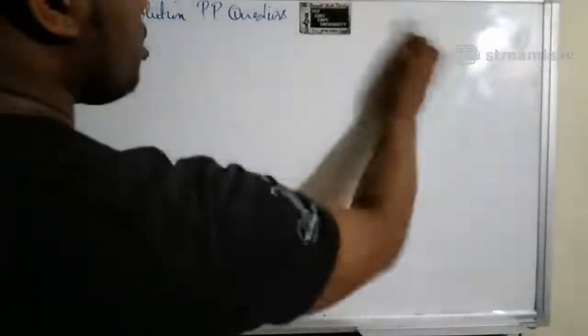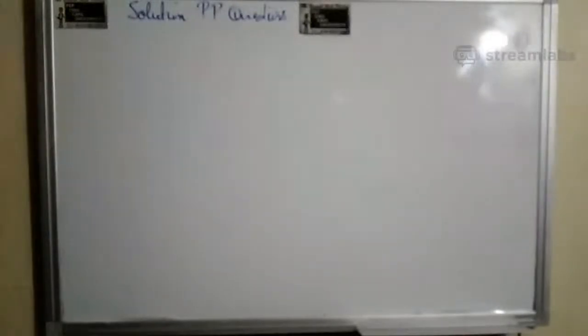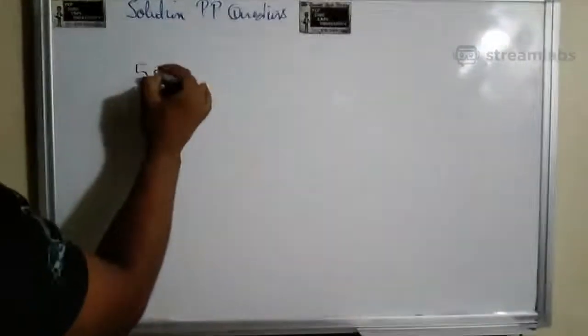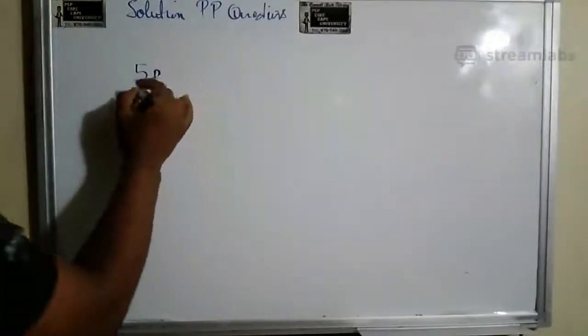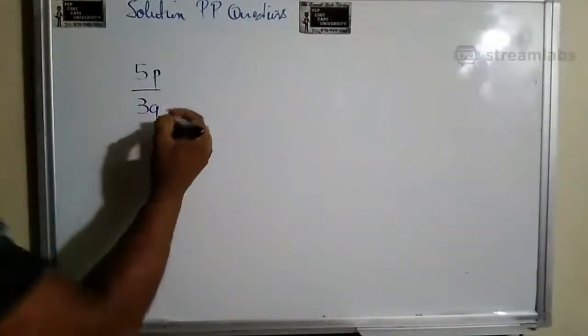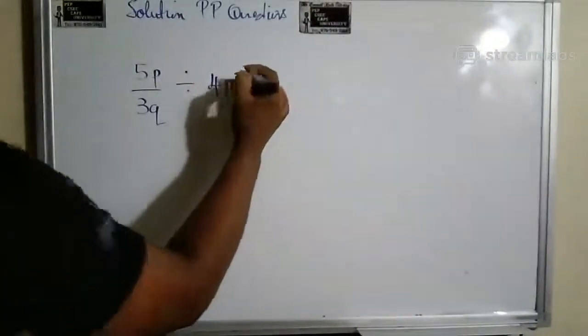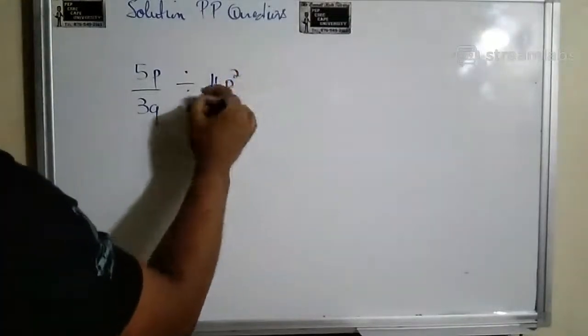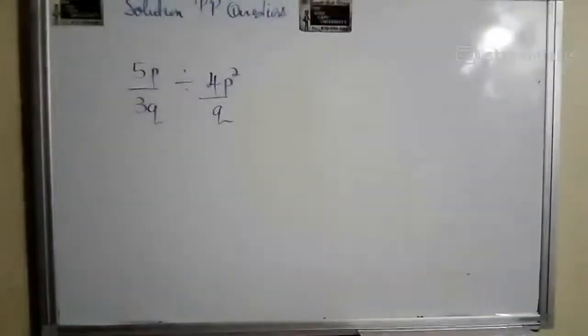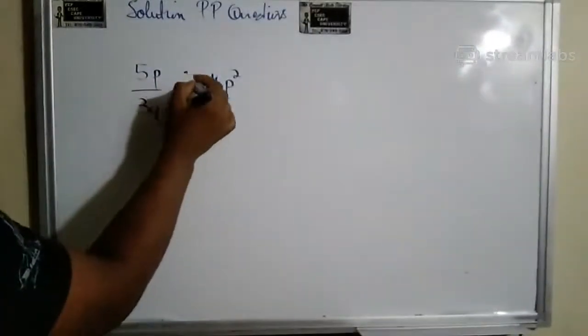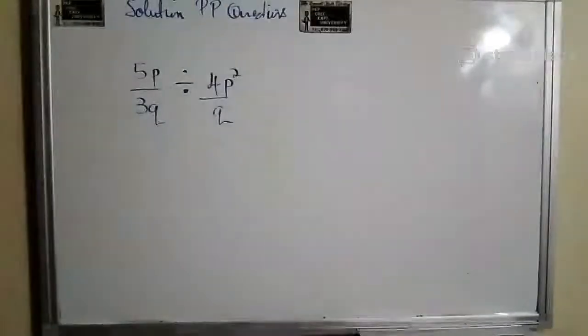Alright, let us look at another past paper question. Let's see this one. Look, I've done something like this already. 5p divided by 3q, divided by 4p squared upon q. And the instructions say simplify the expression. So go ahead and do that, guys. I'll give you 1 minute to do that.